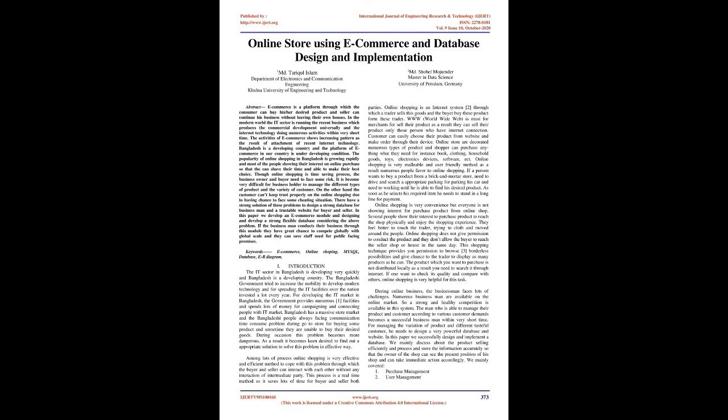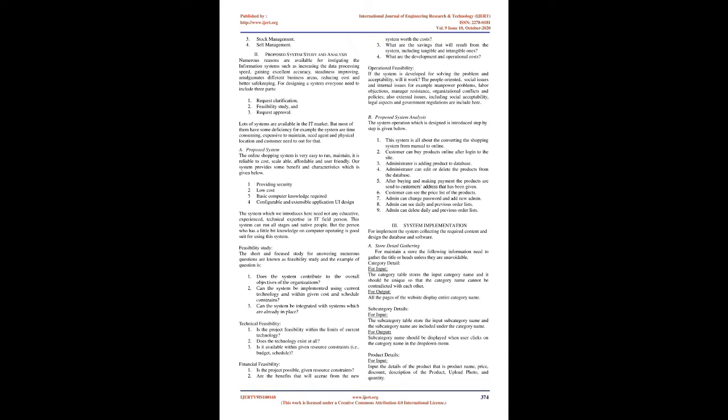Among lots of processes, online shopping is a very effective and efficient method to cope with this problem, through which the buyer and seller can interact with each other without any intermediate party. This process is a real-time method so it saves lots of time for both parties. Online shopping is an internet system through which a trader sells his goods and the buyer buys these products from the trader. The World Wide Web is a must for merchants to sell their product. As a result they can sell their product only to those persons who have an internet connection.